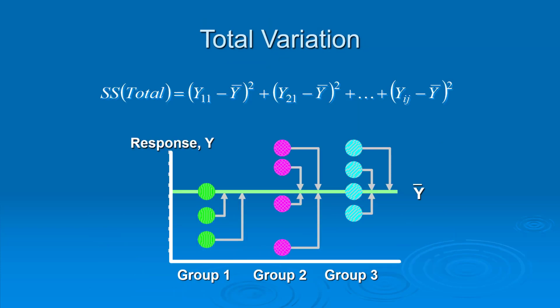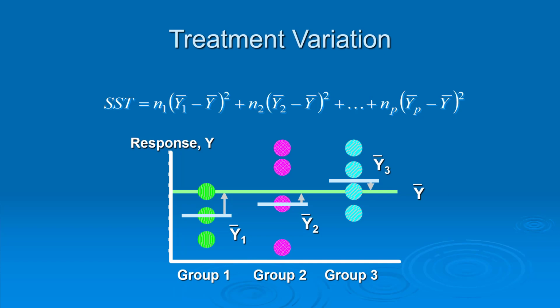The calculation of total variation is the same as the calculation of variance for a set of observations. You need to have the mean of the variable regardless of group. Then you calculate the difference between each observation and the mean, square each difference, and then add up to have the total.